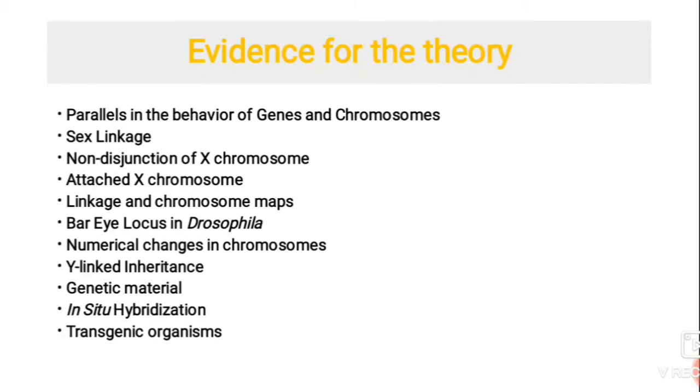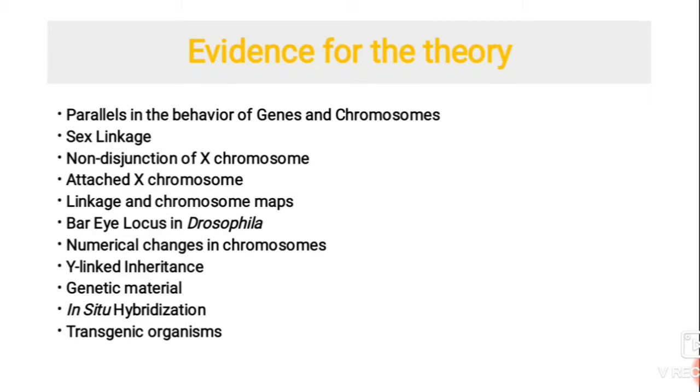Even though male and female gametes, that is sperm and egg, differ in size and morphology, they have the same number of chromosomes, suggesting equal genetic contributions from each parent. Let's discuss the first evidence, which is parallelism, the parallels in the behavior of genes and chromosomes.